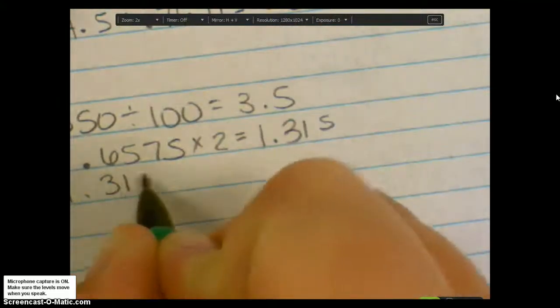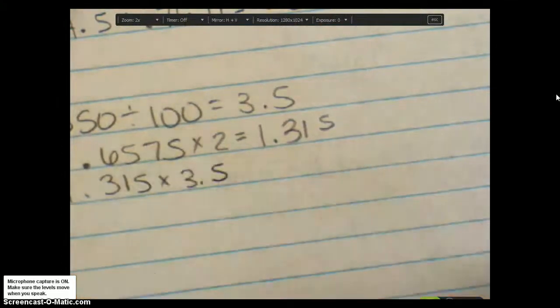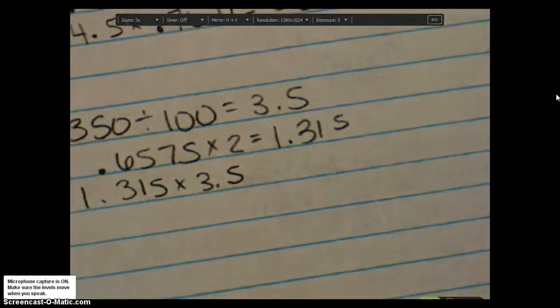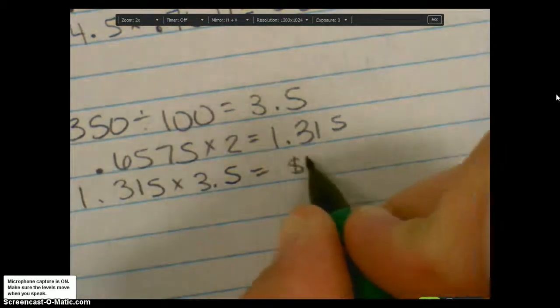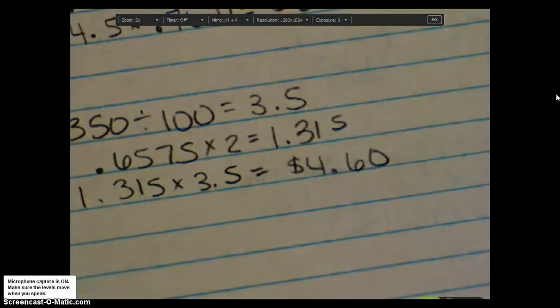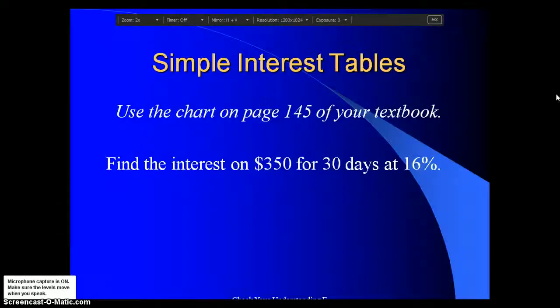From there, we're going to take our 1.315 times our 3.5. And this will give us our interest amount of $4.60. That's all there is to those. Pretty easy stuff. As long as you get the right line on the chart, you'll be all right. Do not forget to take that principal amount, so in this case, the 350, divided by 100. That's what gets a lot of people.